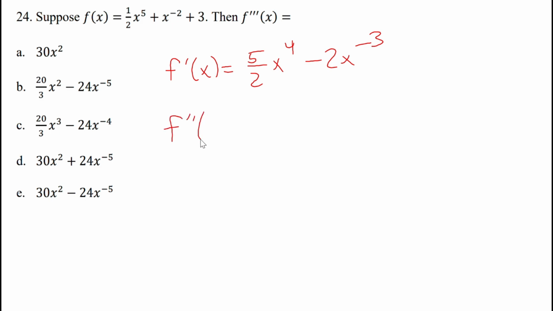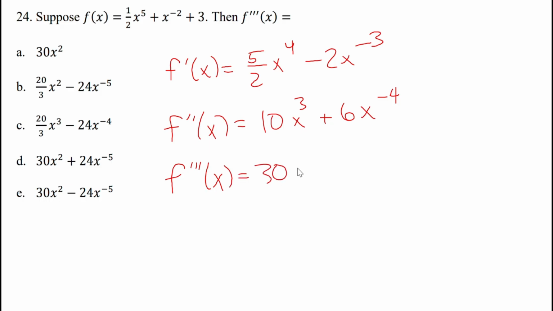Our second derivative, 4 times 5 halves is 20 halves, or 10, so 10x cubed. And then -2 times -3 should be positive 6x to the -4. And we drop down one more power here to get 30x squared minus 24x to the -5. So 30x squared minus 24x to the -5 looks like choice E.